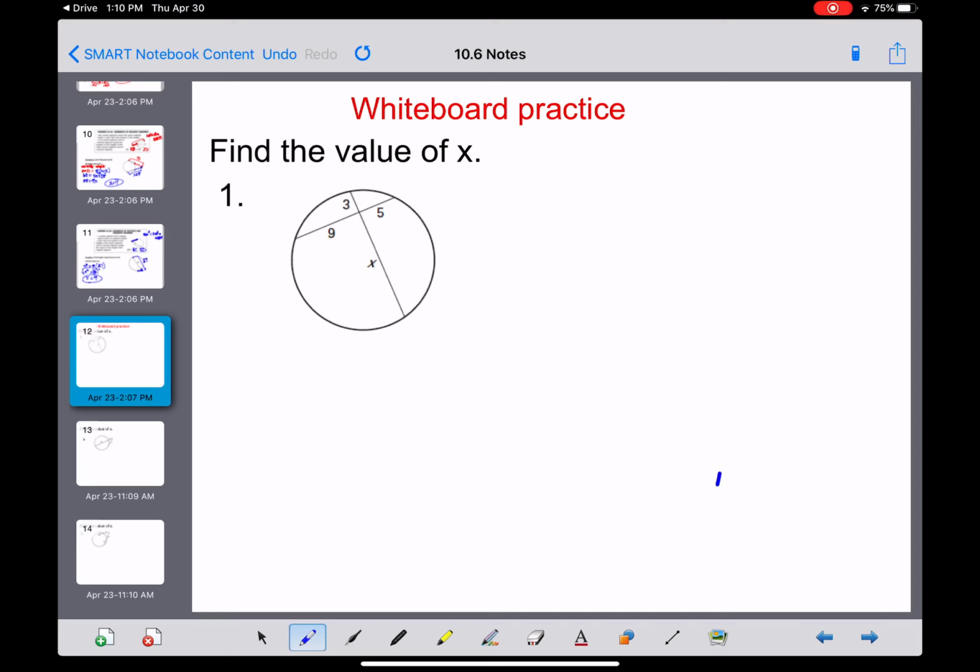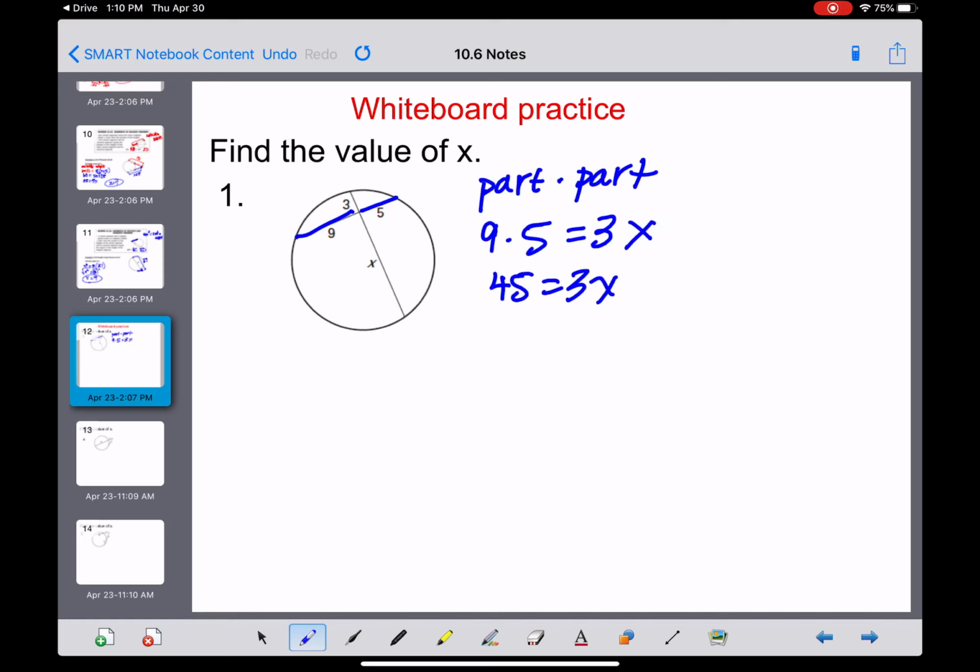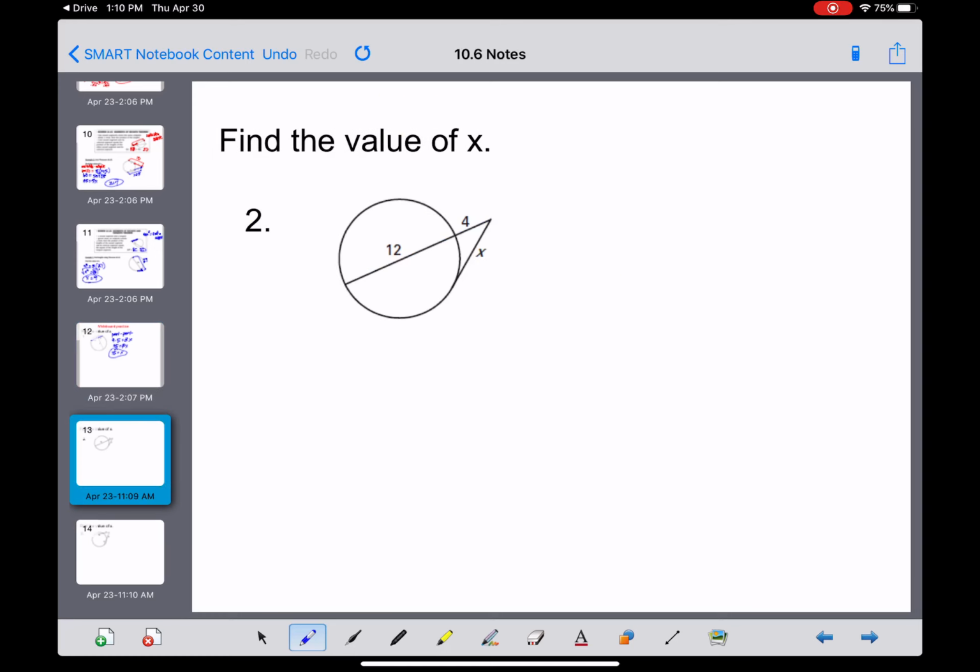Okay, so this one is the one where I take the part times the part. So I have 9 and 5, and then 3 and x. So 45 equals 3x, so x is 15. Okay, pause the video and then try it, and then I will show you the answer.